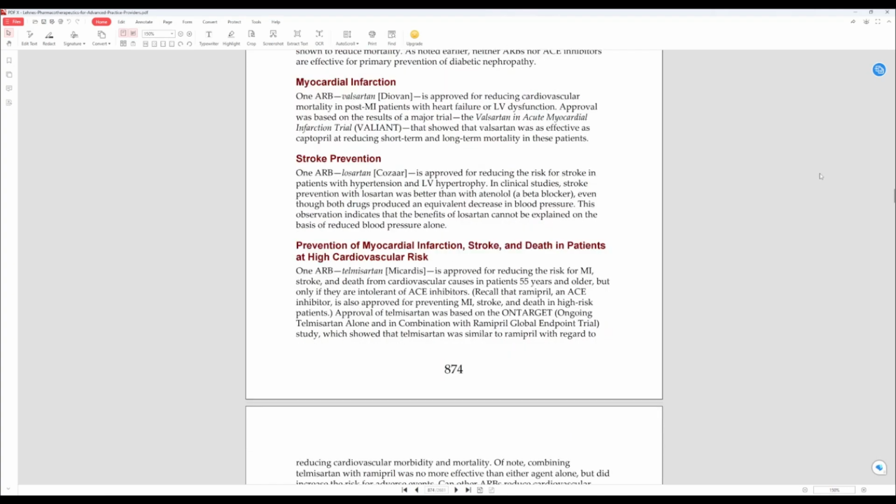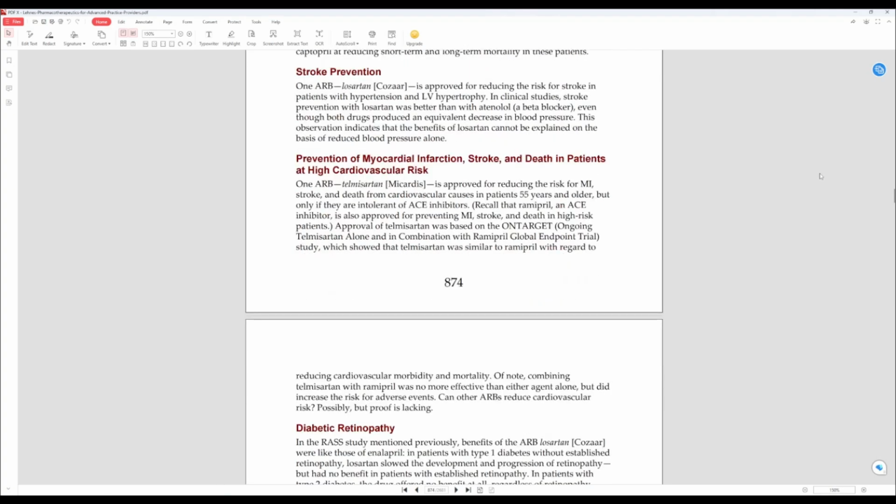Myocardial infarction. 1 ARB, valsartan, is approved for reducing cardiovascular mortality in post-MI patients with heart failure or left ventricular dysfunction. Approval was based on the results of a major trial, the Valsartan in Acute Myocardial Infarction Trial, that showed that valsartan was as effective as captopril at reducing short-term and long-term mortality in patients.